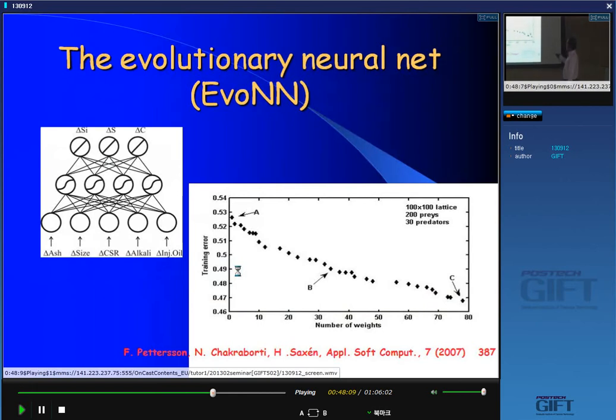Frank Peterson and Henrik Saxen are perhaps my most trusted collaborators in Finland. With them, some years ago, this got published in Applied Soft Computing, I think in 2007. We did this work around 2005.